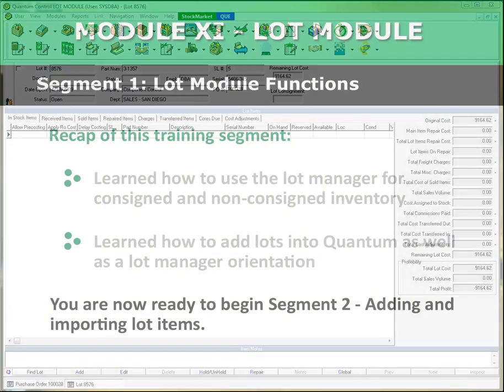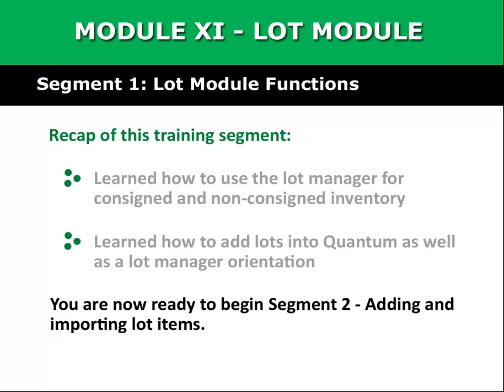To recap what we have learned in this lesson, we added a lot through a purchase order and through the lot manager. We learned what data may be entered as default data for ease of data entry. We learned how costs may be applied to the total lot or to lot items. You are now ready to begin Segment 2, Adding and Importing Lot Items.